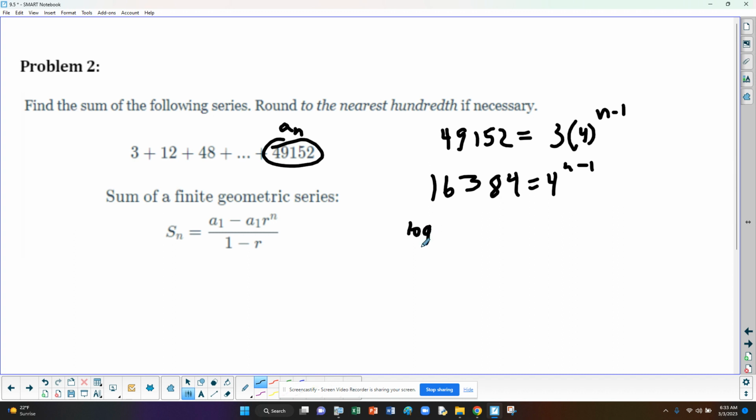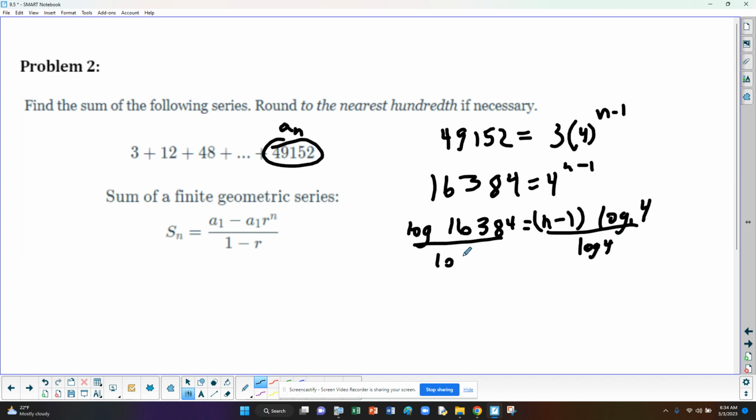So we're going to log 16,384, and then we're going to log the other side, which is going to bring that n minus 1 down in front, and then we're going to have log of 4. That's common log, so it is log of 4. And I shouldn't have had that there. But anyway, so now we're going to be able to solve this out. So I can now divide both sides by log of 4.